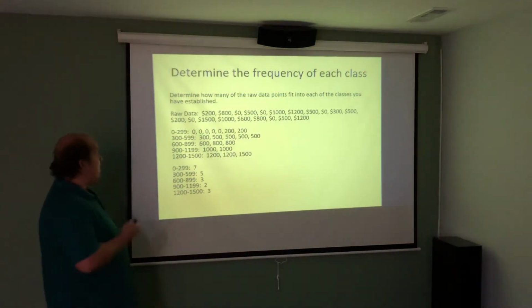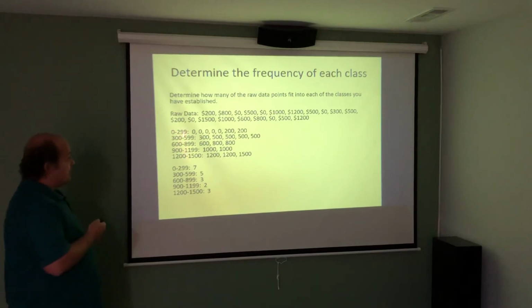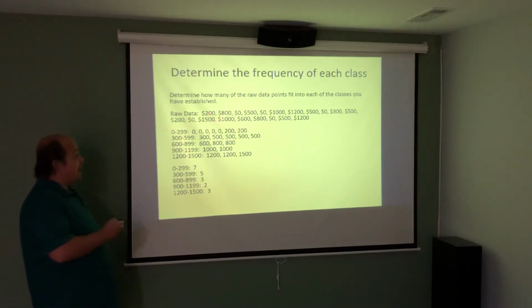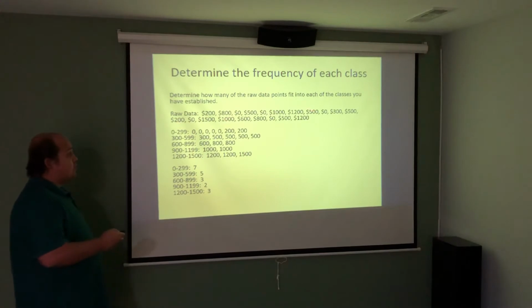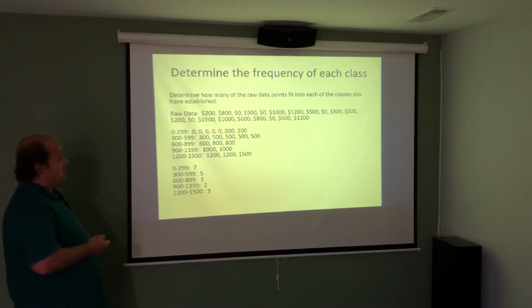Once we know what our classes are, so here's the established classes, the next thing you want to do is go back to your raw data and see which ones fit into which class. So for 0 to 299, they pulled out 1, 2, 3, 4, 5 times that 0 happened. They pulled out that 200 happened here, 200 happened here. Nothing else in this list falls between 0 and 299.